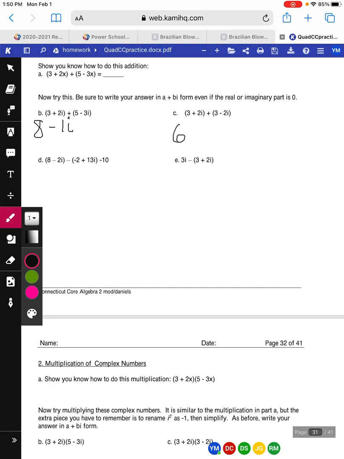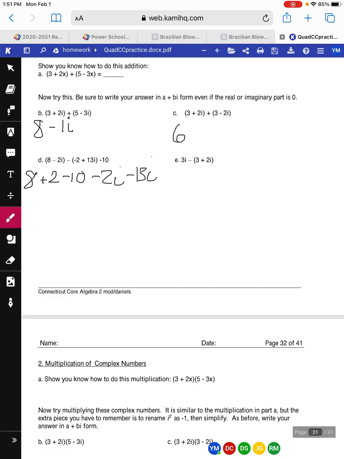Subtraction, hopefully remember that subtraction here means you distribute the sign over. So this would be 8 plus 2. Then I have that minus 10 at the bottom. I have a negative 2i. I distribute that negative, so you'll have negative 13i. So then I'm going to combine like terms. And so 8 plus 2 is 10, minus 10 is 0. Negative 2 minus 13 would be negative 15i.